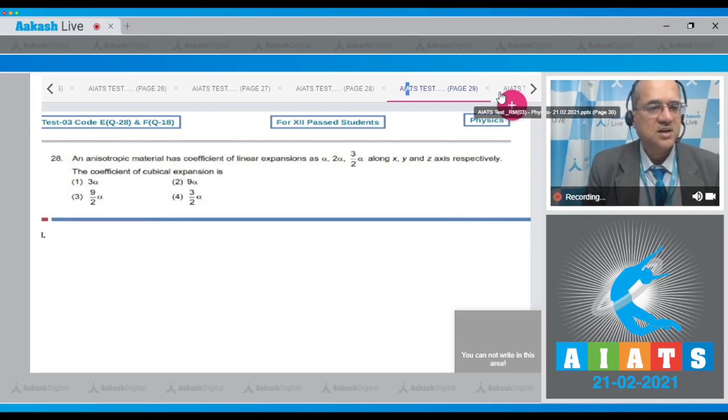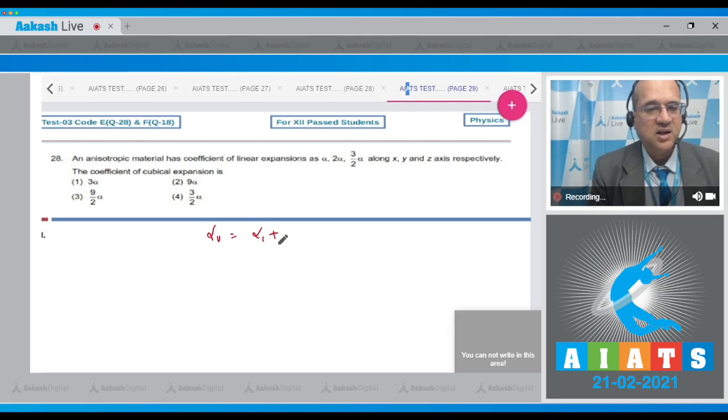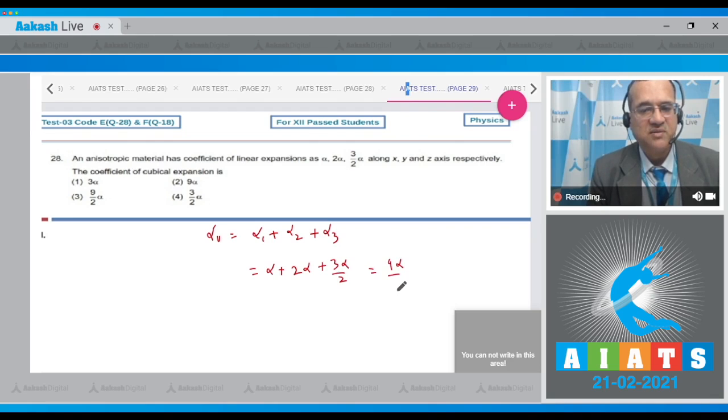Question number 28: an anisotropic material has coefficients of linear expansion alpha, 2 alpha and 3 alpha by 2 along the x, y and z axes respectively. What is the coefficient of cubical expansion? If it is anisotropic, then we use the formula alpha 1 plus alpha 2 plus alpha 3. It's given as alpha, 2 alpha and 3 alpha by 2, so that becomes 9 alpha by 2. So the correct option is 3. The answer to this question is 3.